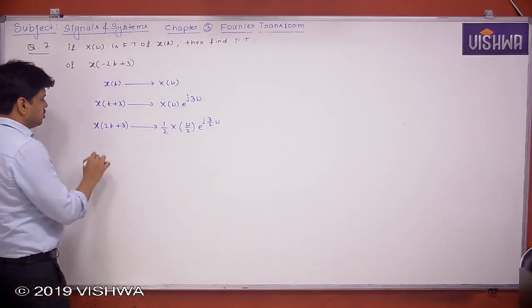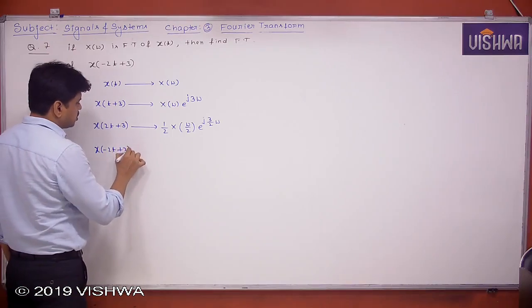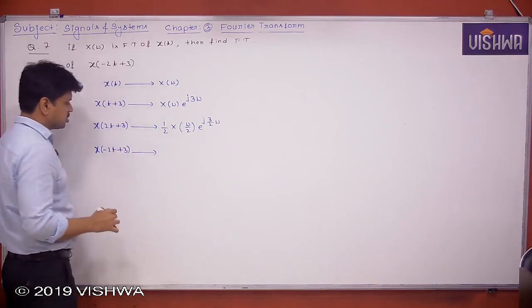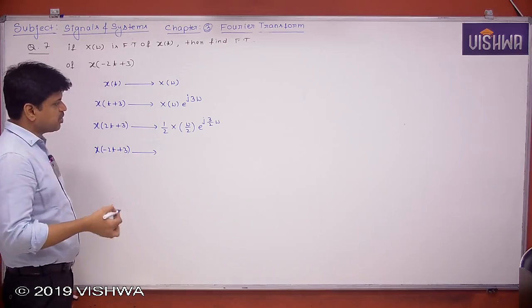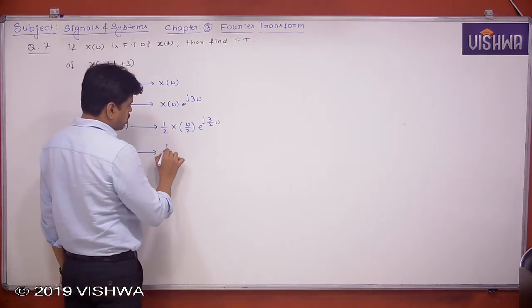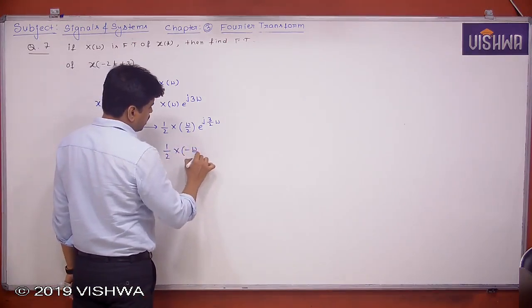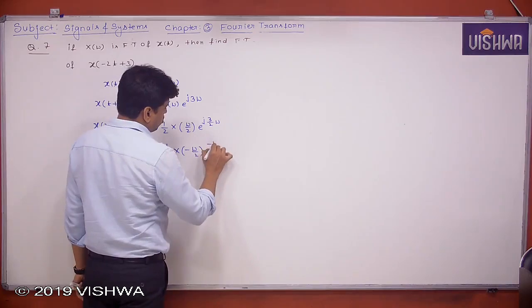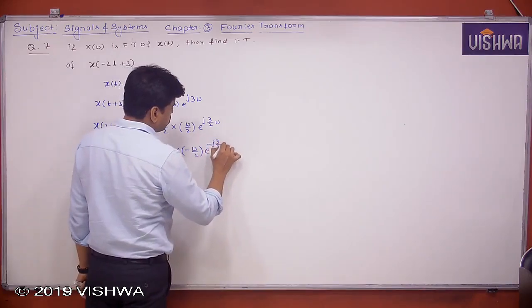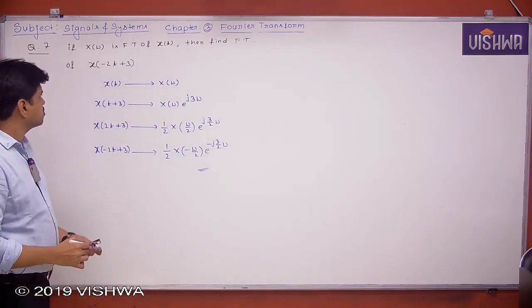Next, x of minus 2t plus 3. That means time reversal. In time reversal, wherever omega is there, that has to be replaced with minus omega. Then this is going to be 1 by 2 x of minus omega by 2 e power minus j 3 by 2 omega. So this is what the Fourier transform is. Okay, take it.